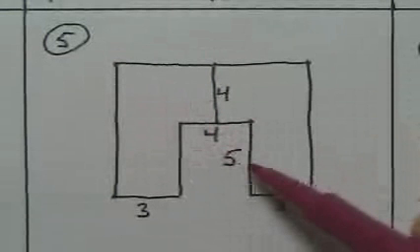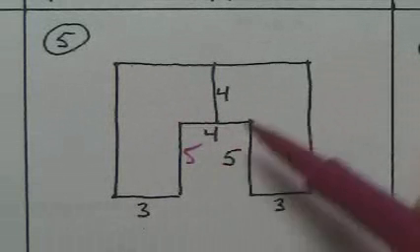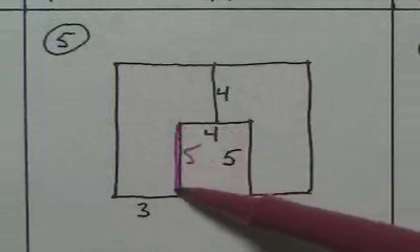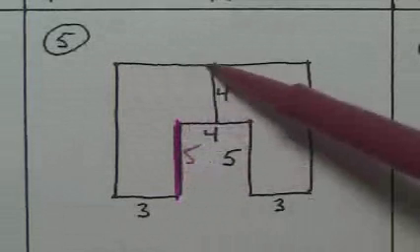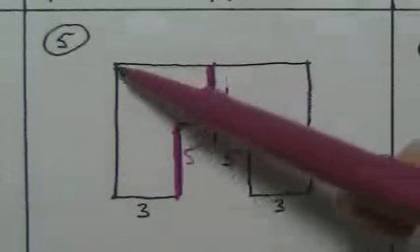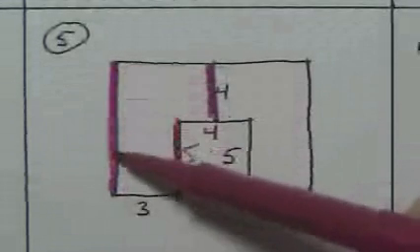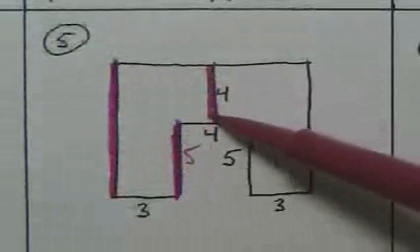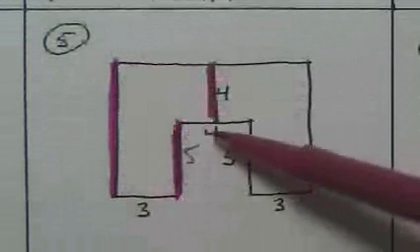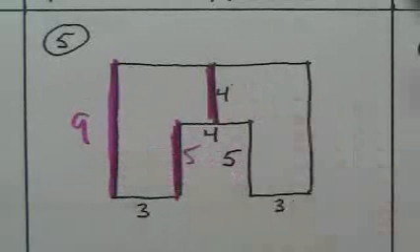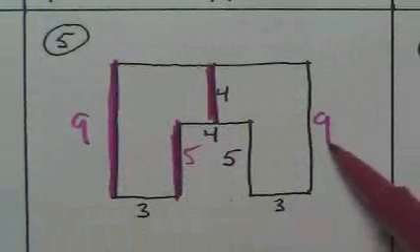On number 5, if that's 5, this must be 5 here. And so if this is 5, and this is 4, that must be the same length as this total here. These two add up to this. 5 and 4, that's 9. So that means the other side is 9.